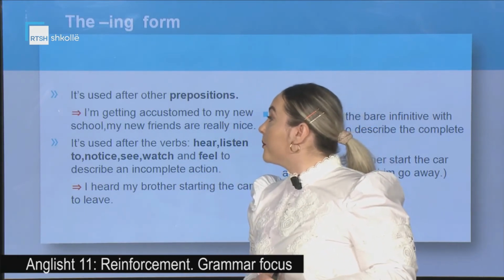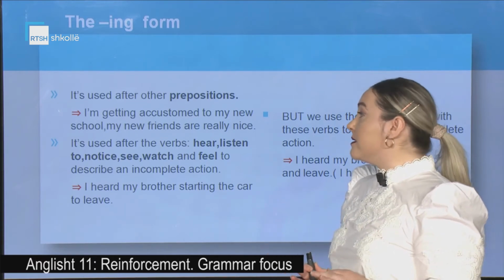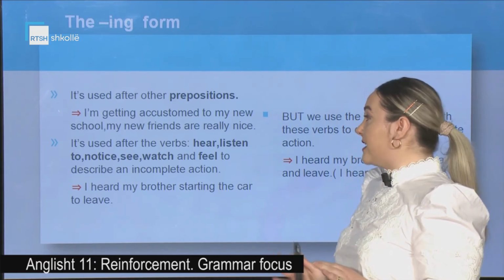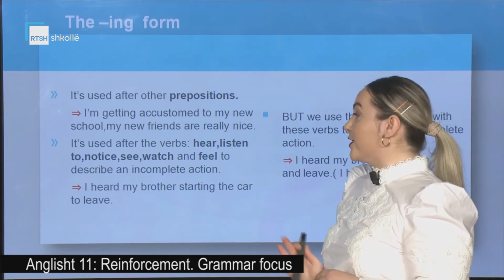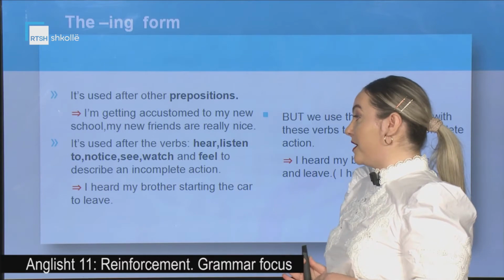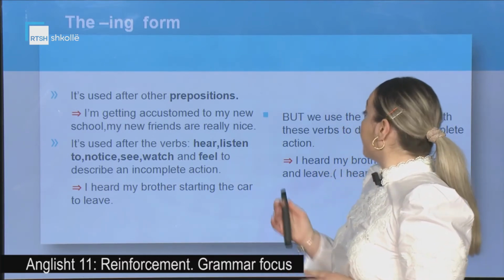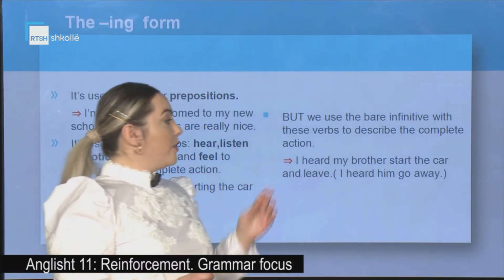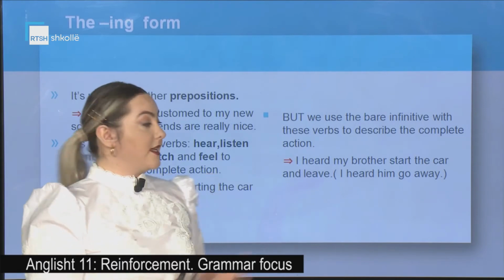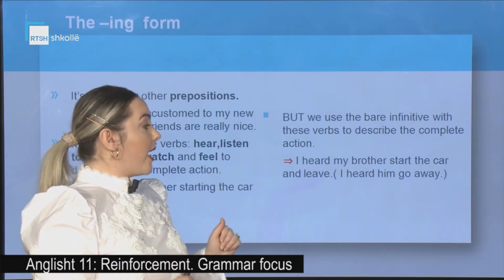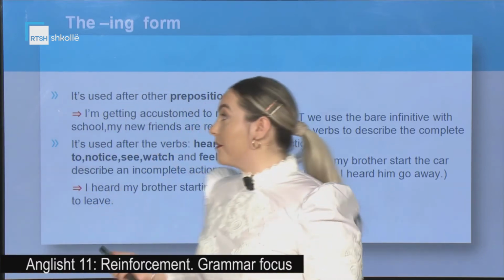The ing form is used after other prepositions. For example, I'm getting accustomed to my new school. My new friends are really nice. It's used after the verbs hear, listen to, notice, see, watch and feel to describe an incomplete action. But we use the bare infinitive with these verbs to describe the complete action. Let's see an example. I heard my brother start the car and leave, so I heard him go away.